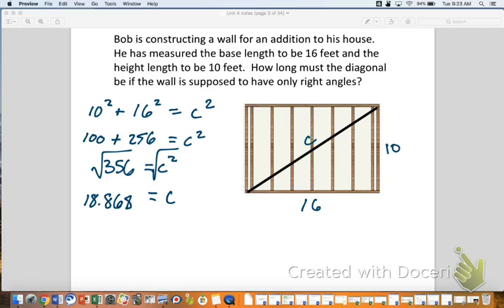Rounded? Okay. So here's what this means. This means that if Bob gets out his tape measure and he measures from this corner to this corner, if that measurement is anything other than 18.868, that means that this angle down here is not a right angle, and he's got a little problem, and he needs to knock that wall over a little bit so that the diagonal becomes the appropriate length.